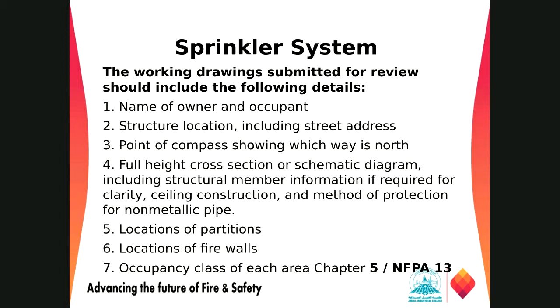The working drawing for the sprinkler system shall be submitted for review and shall include the following details: name of the owners, structural location, street address, point of compass, which is the arrow showing the direction, north, south, east, and west. The height, the full height cross-sectional view, a schematic diagram, including the structural members and all which cause some obstruction. If there are any partitions, we have to locate them in the drawings. Location of firewall, occupancy classification as per chapter 5 of NFPA 13, which is the classification of occupancies for sprinkler systems.